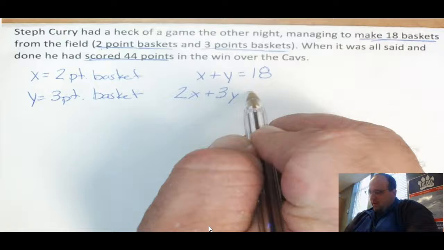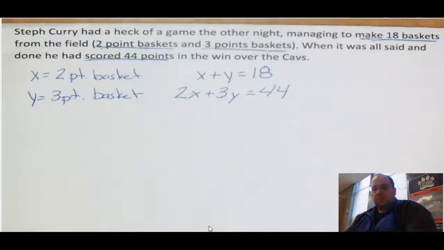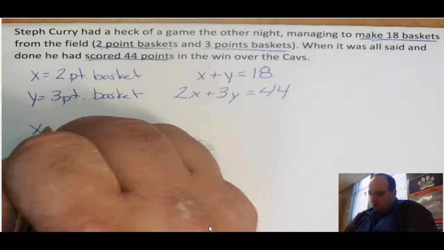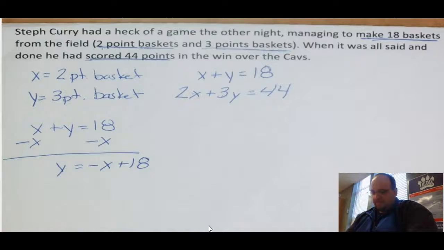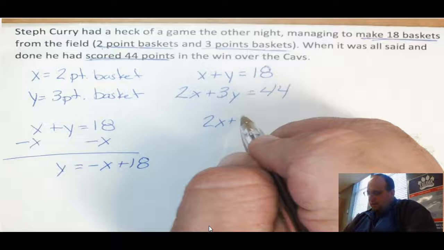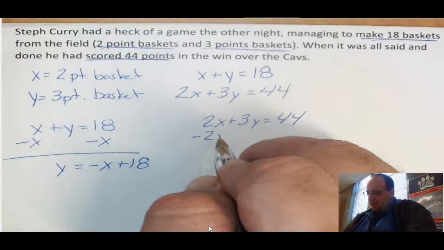Okay, I have my two equations. I'm going to put them in slope-intercept form. So I'm going to go x plus y equals 18. I'm going to subtract x because I want to get y by itself. This will give me y equals negative x plus 18. Okay. I'm going to change the other one into slope-intercept form. 2x plus 3y equals 44. I'm going to get x on the right-hand side by subtracting 2x. I get 3y equals negative 2x plus 44.